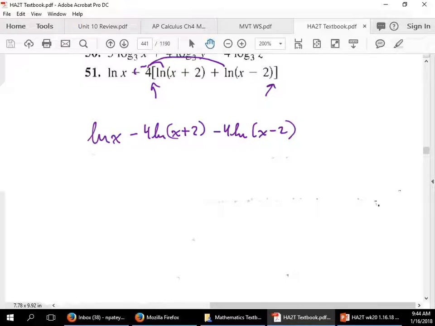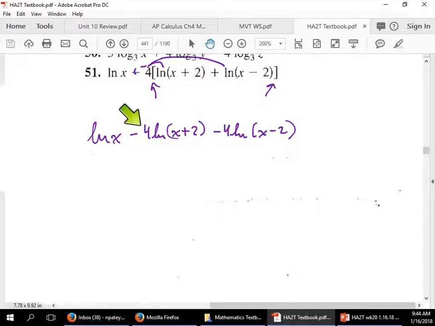Now we're trying to condense it. We're trying to make this look smaller. So what can we do? I know that when we're subtracting logs, we can divide what's inside. But you see this 4 right here? We can't do that unless there's nothing multiplying this natural log right here.